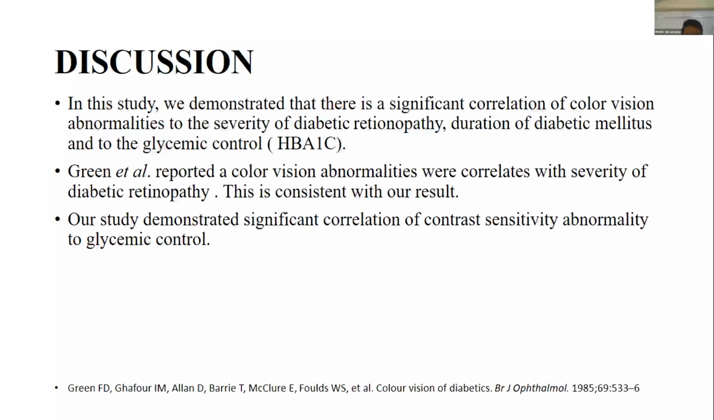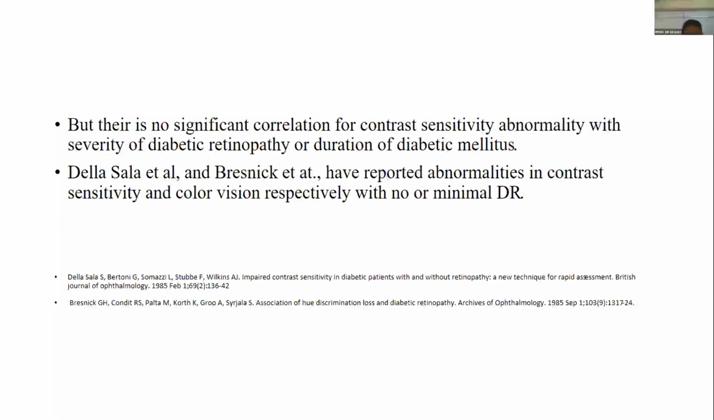Our study demonstrated a significant correlation of contrast sensitivity abnormality to the glycemic control. But there is no significant correlation for the contrast sensitivity abnormality with the severity of diabetic retinopathy or the duration of diabetes mellitus. But Della Sella et al. and Presnick et al. have reported abnormality in contrast sensitivity and color vision respectively with no or minimal diabetic retinopathy.